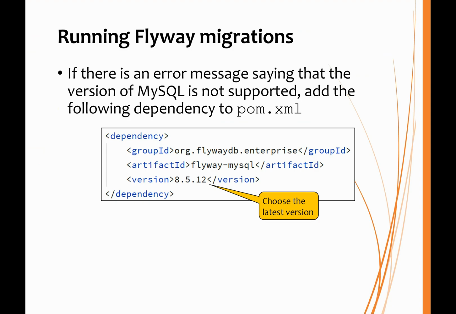You might find that the Flyway migrations are not supported, or at least you might get an error message when you start Spring Boot to tell you that it's not supported. And if that's the case, then you will need to add this dependency into the POM XML file and just choose the latest version. And then you'll find that it all works very nicely.